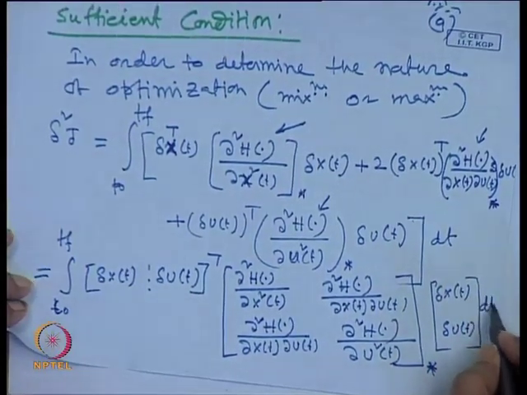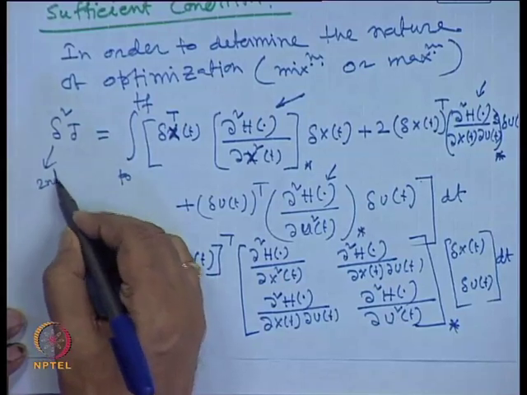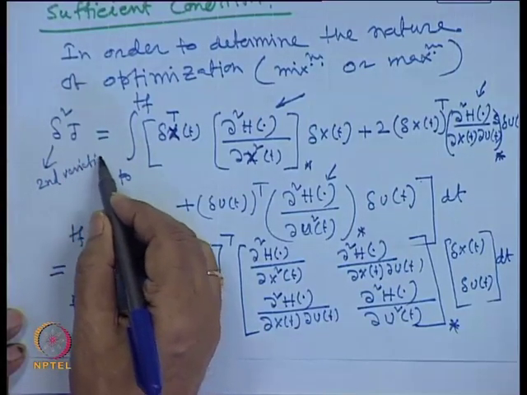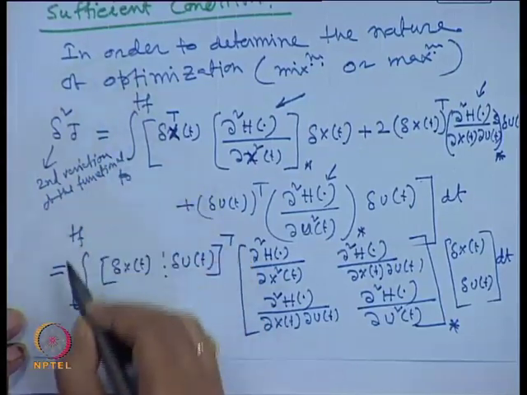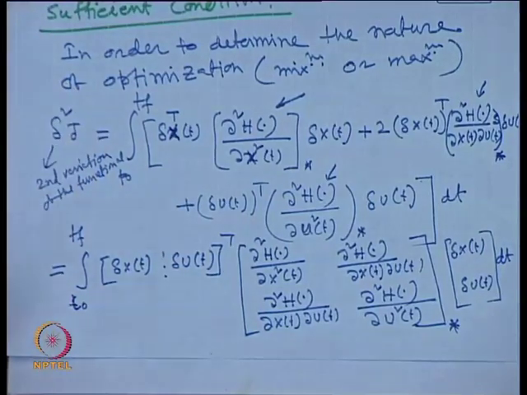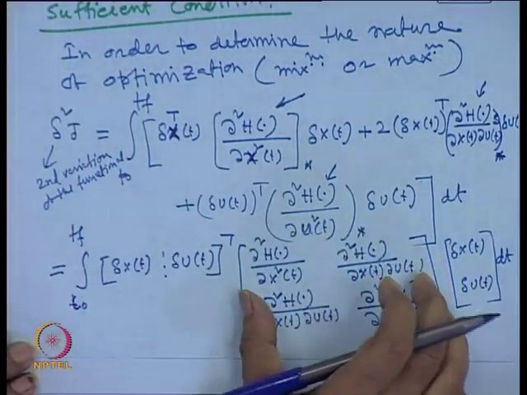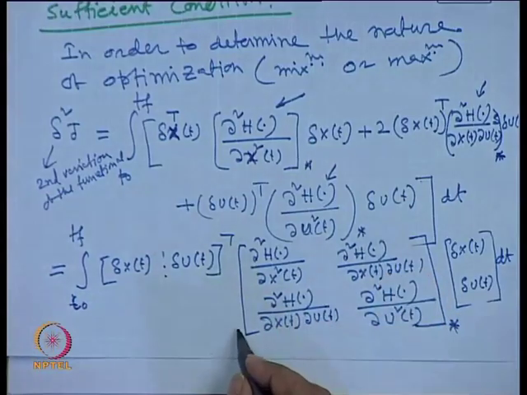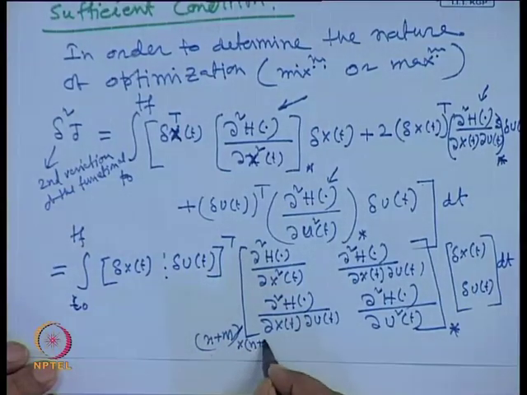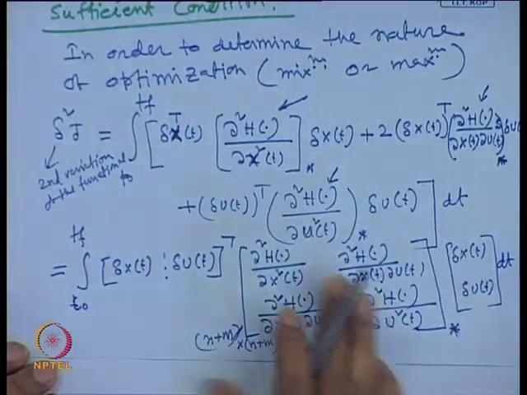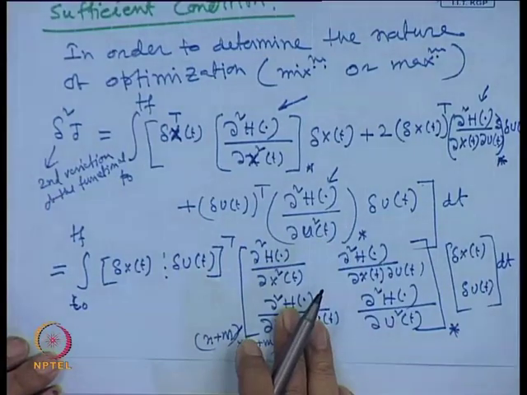So, the second variation of the functional is a scalar quantity. The integrand matrix has dimension n plus m by n plus m, and it is a symmetric matrix. If the second variation is to be greater than 0, that matrix must be positive definite.